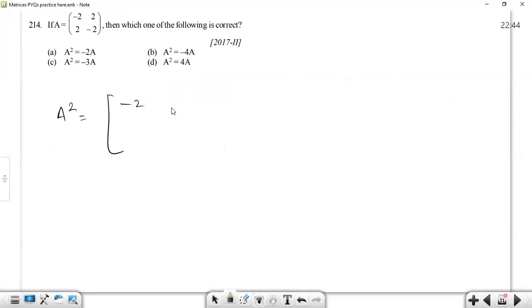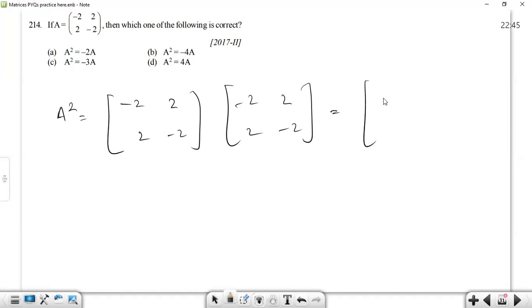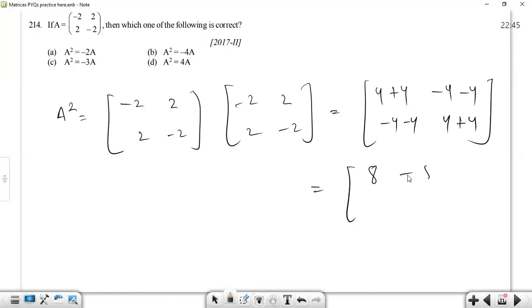Okay, so minus 2, 2, 2, minus 2, minus 2, 2, 2, minus 2. First row, first column: minus 2 into minus 2 is 4, plus 2 into plus 2 is 4. Then the first row, second column: minus 2 into 2 is minus 4, plus 2 into minus 2 is minus 4. So this will become 8, minus 8, minus 8, 8. Okay, cool. So this is A square.